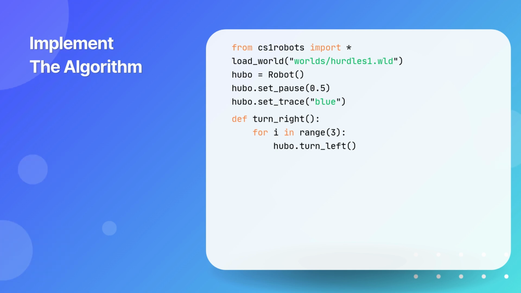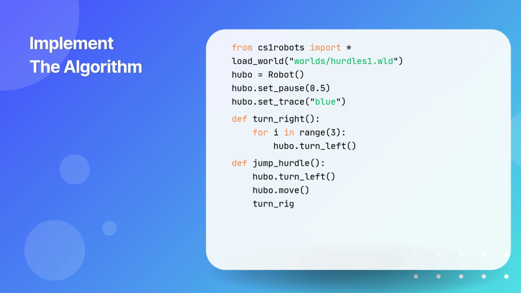hurdles. The jump_hurdle function is defined to handle this. It begins by turning the robot left, moving it forward 1 step to approach the hurdle, and then turns the robot right twice via turn_right, moving forward after each right turn to cross over the obstacle. Finally, it turns left to realign the robot to face east after clearing the hurdle.